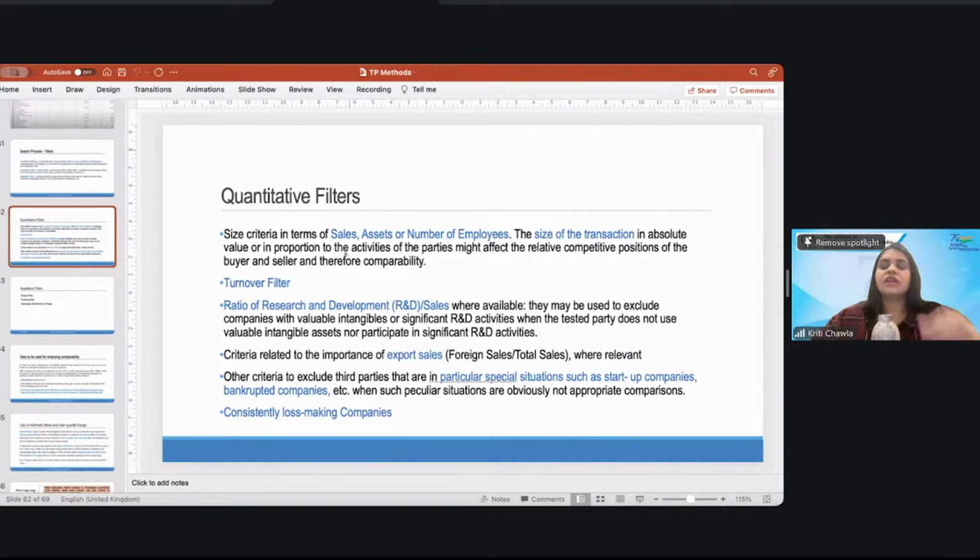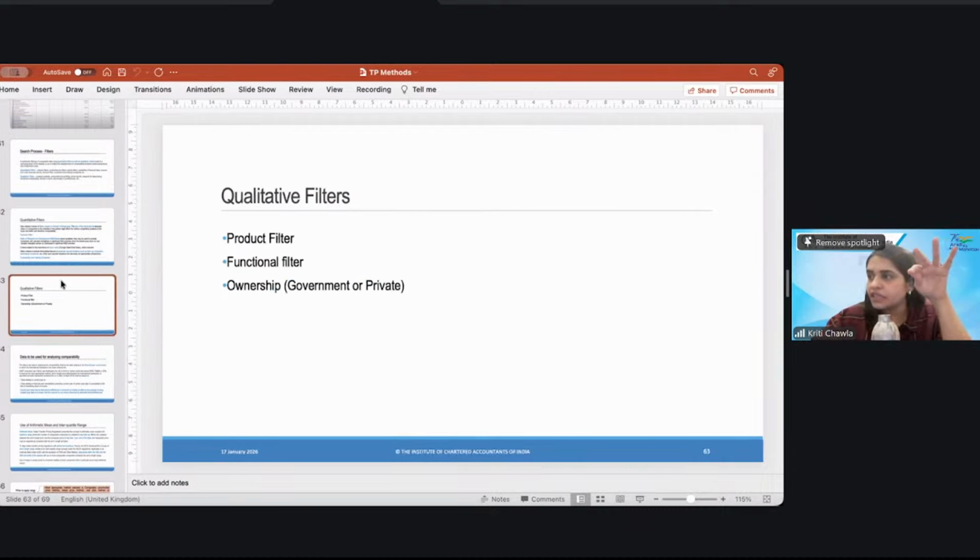Okay, thank you. So this is basically quantitative filters, and this is just an example that I'm giving you. Let's say that, after quantitative filtering, the Excel sheet gives you the number of comparables as 50. Now, onto those particular 50 companies, we will apply something called qualitative filters. Now, what are these qualitative filters?